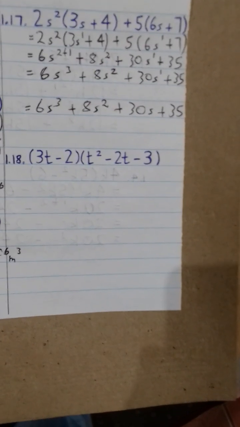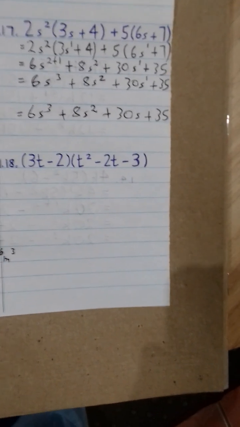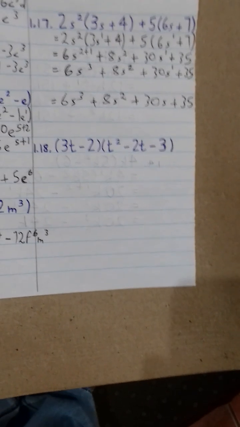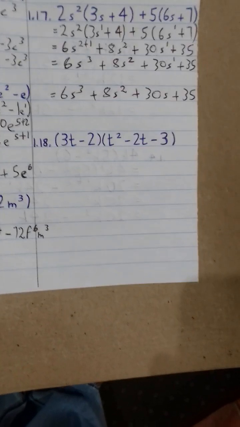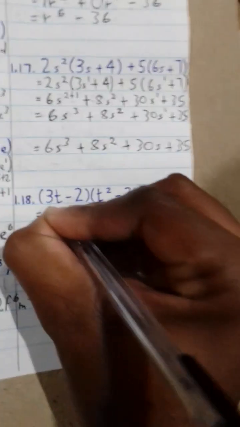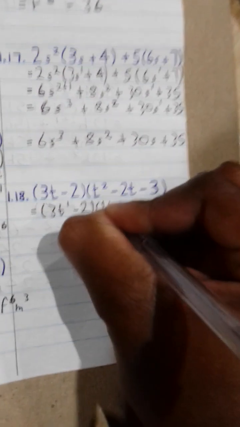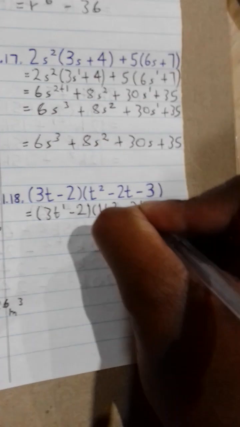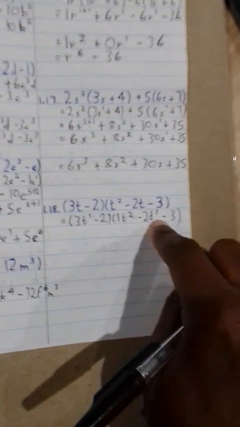1.18, open bracket, 3t minus 2, close bracket, open bracket, t to the power of 2 minus 2t minus 3. First step is to make sure that everything has an exponent as well as a coefficient. So open bracket, 3t to the power of 1 minus 2, 1t to the power of 2 minus 2t to the power of 1 minus 3. Then we repeat one bracket twice. Let's repeat this one.